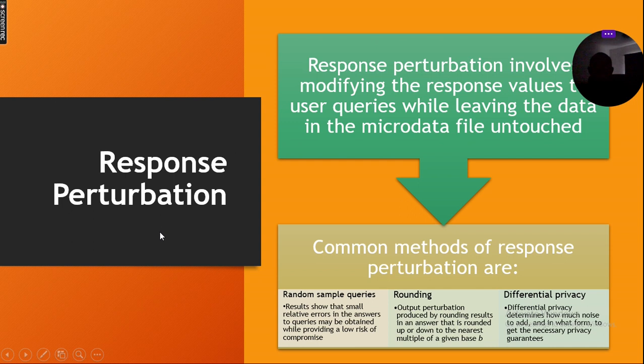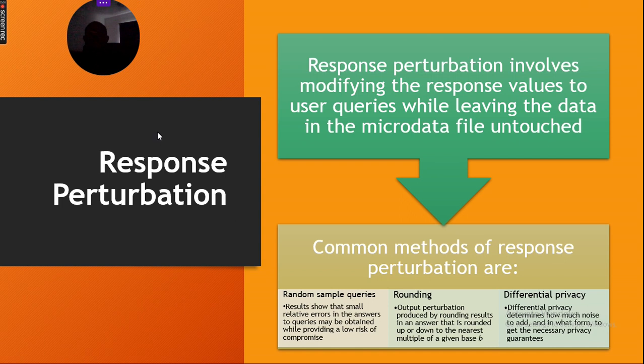Response perturbation involves modifying the response values to user queries while leaving the data in the microdata file untouched. So you are just modifying the response values to the user query, but the microdata file is untouched. Common methods of response perturbation are random sampling, query rounding, and differential privacy.